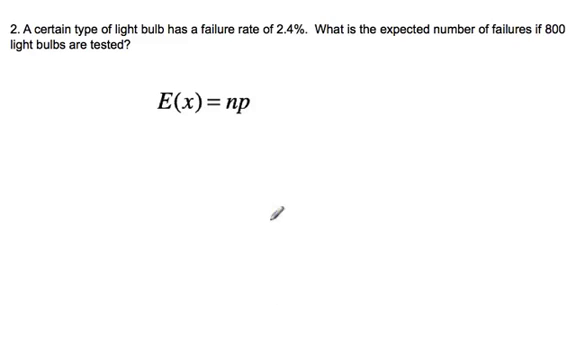So we're told that a certain type of light bulb has a 2.4% failure rate. So if we select 800 light bulbs and test them, then we're going to expect 2.4% of that 800 to fail. So we're going to apply our formula here, and this will just be n, the number of experiments, is going to be 800, and the probability in this case of it being successful means the number of light bulbs that we found that fail is going to be 0.024.